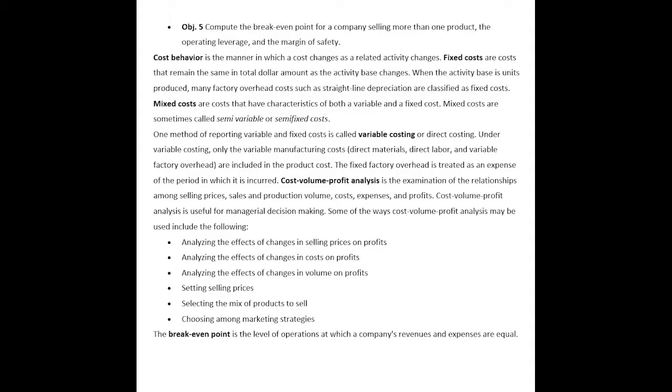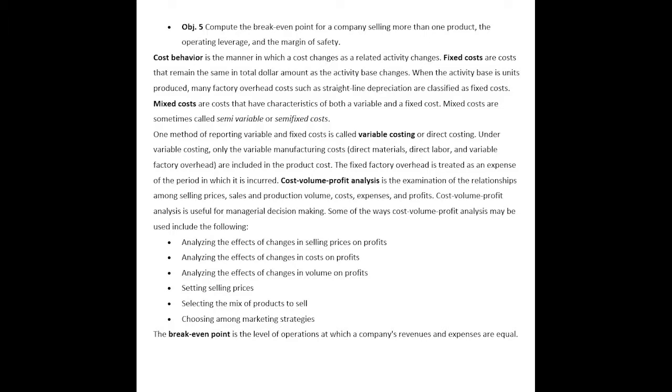Fixed costs are costs that remain the same in total dollar amounts as the activity base changes. When the activity base is units produced, many factory overhead costs, such as straight-line depreciation, are classified as fixed costs. Mixed costs are costs that have characteristics of both a variable and a fixed cost. Mixed costs are sometimes called semi-variable or semi-fixed costs.